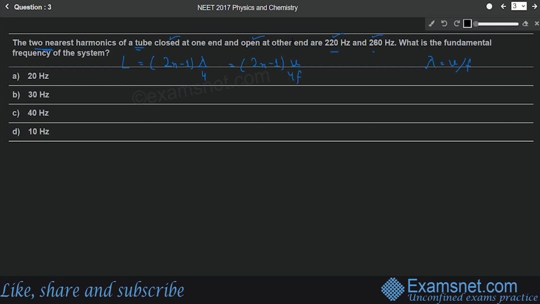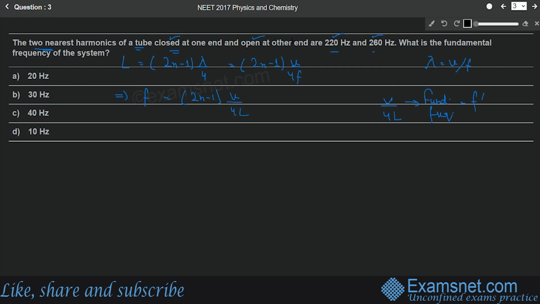F is the frequency. So what will be the value of frequency? It will be equal to (2n minus 1) velocity upon 4L. Okay, so L has come towards the right hand side as denominator, right? Now we know that for this type of closed pipe, the fundamental frequency is equal to velocity by 4L. That means this velocity by 4L is nothing but the fundamental frequency. So we can write f dash in place of fundamental frequency.